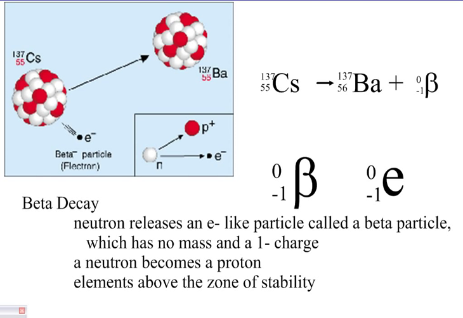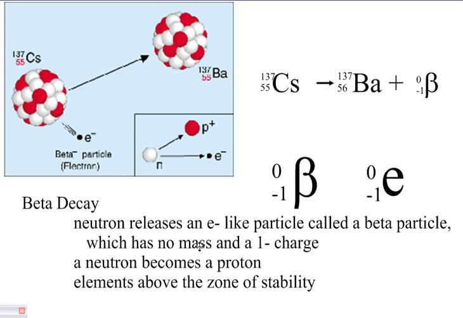Elements above the zone of stability, which have more neutrons than protons and are not at one of those stable nuclides, will undergo beta negative decay, or just beta decay. In beta decay, a neutron, which is really a proton that has an electron attached to it, will release the electron that is attached to it and go back to being a proton.